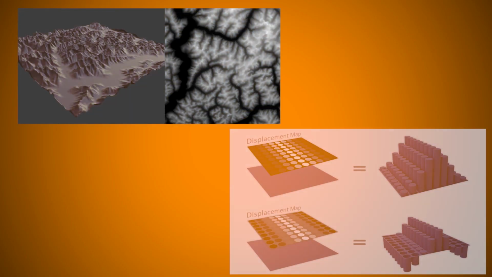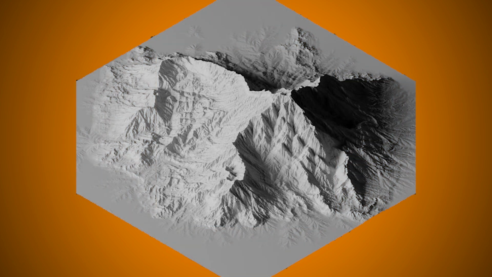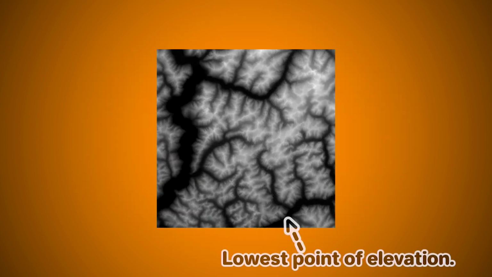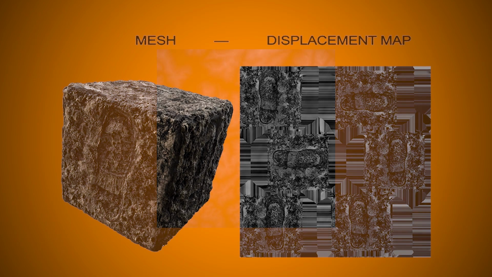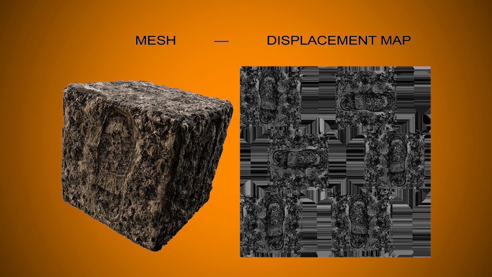Moving on to height and displacement maps. A height map is a grayscale map that is used for creating displaced geometry. Height maps are used in larger scale, such as creating terrain and landscapes. It changes the model's silhouette. The black color means the lowest point of elevation, and the white color means the highest point of elevation. A displacement map is a grayscale map that functions similarly to a height map. However, it is used in smaller scale.